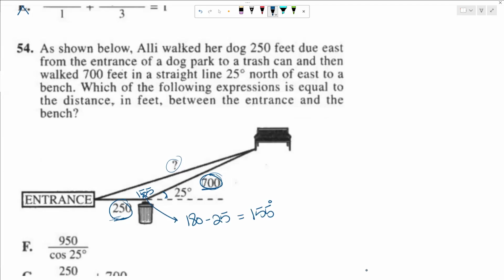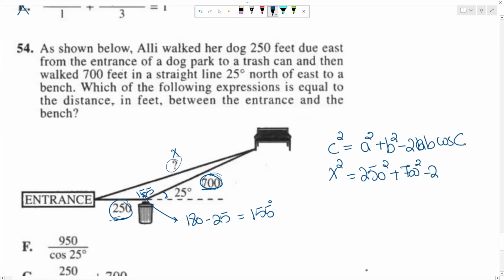The law of cosines states that any side to the power of 2 is supposed to equal the other two sides squared, minus 2 times the same two sides times cosine of the middle angle between them. So if I'm trying to find this unknown side, x squared is supposed to equal the other two given sides squared, minus 2 times the same two sides, the 250 and the 700, times cosine of the angle in the middle, which is 155. To remove the power of 2, I'll have to put a square root over all of this.